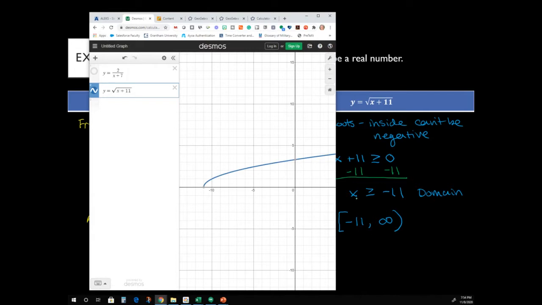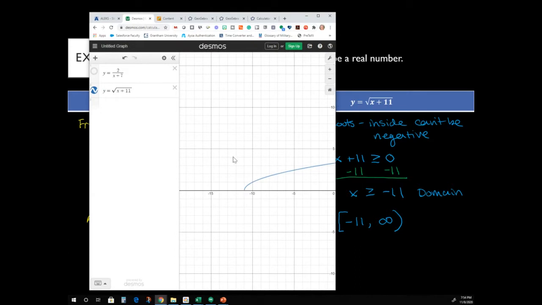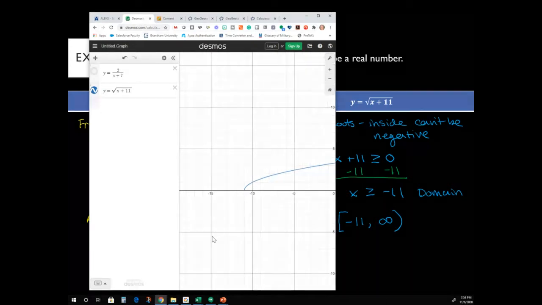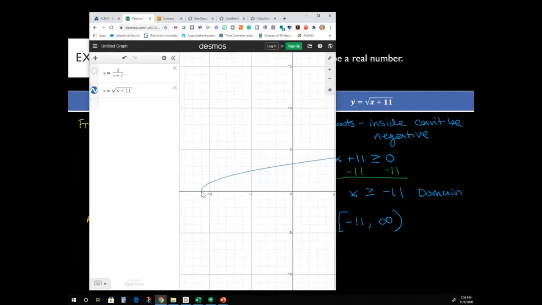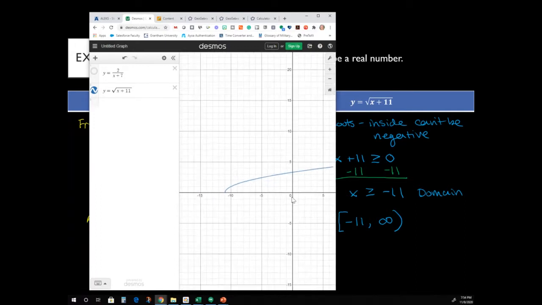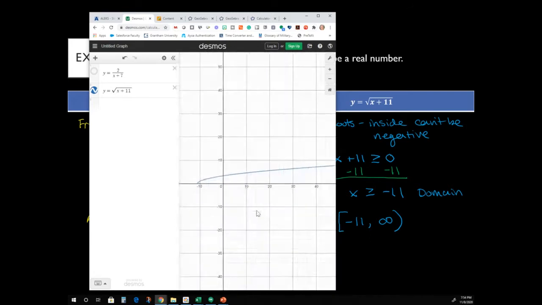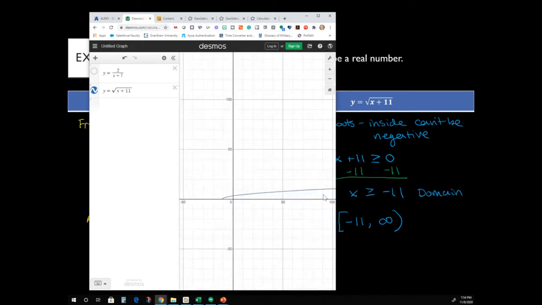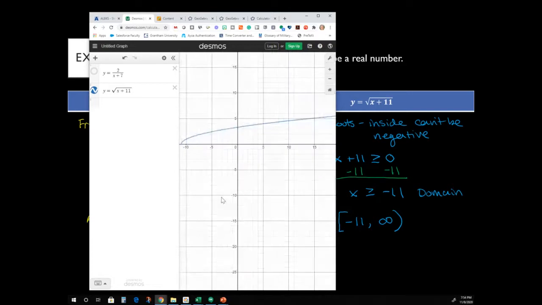You can see that we solved x is greater than or equal to -11. That was where the values were plugged in. Anything less than -11 here, we don't have anything graphed. We only have things graphed greater than or equal to -11, because those are the only numbers that work in the equation. You can zoom out and see what it looks like. It just keeps going on and on and on forever.